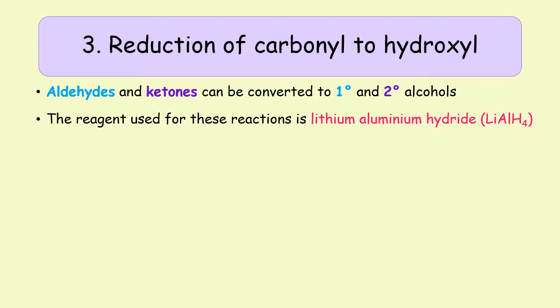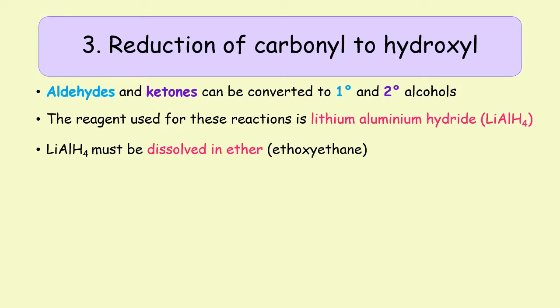The reagent used in these reactions is something known as lithium aluminium hydride or lithium aluminium tetrahydride, the formula for which is LiAlH4. In Advanced Higher, all reduction reactions in Unit 2 will use this lithium aluminium tetrahydride, so do learn that name and associate it with reduction.